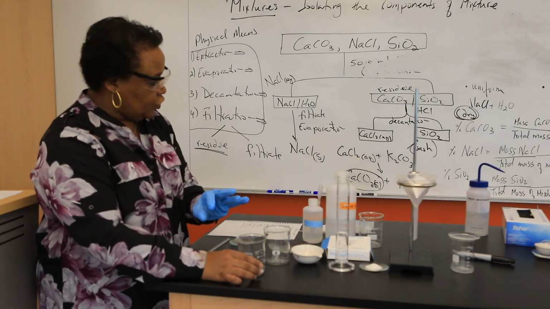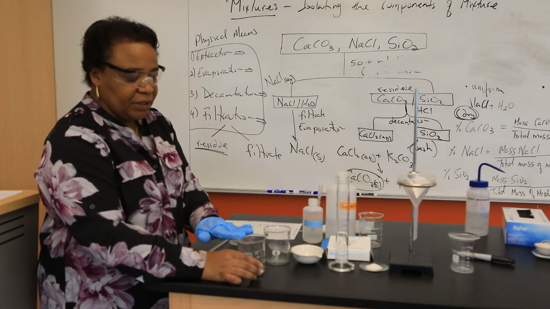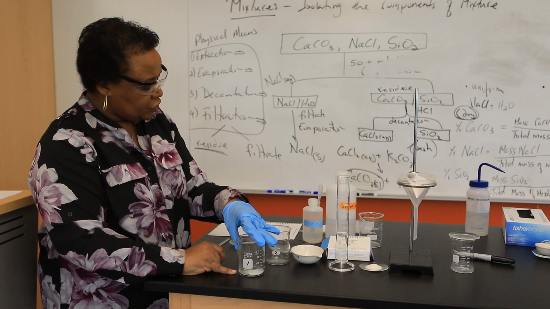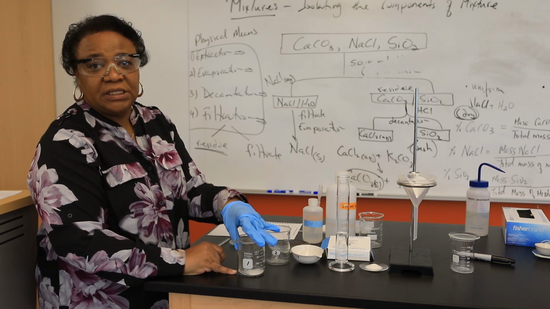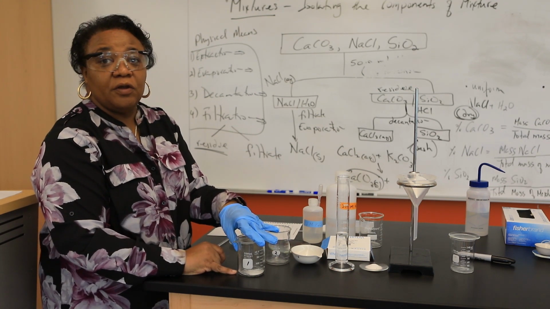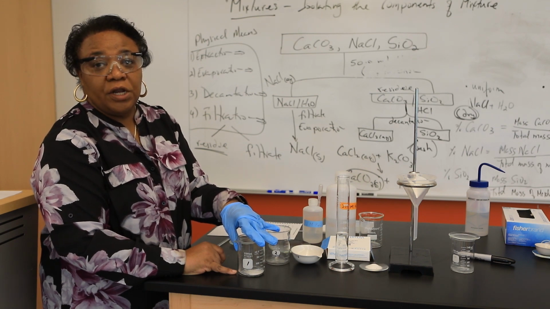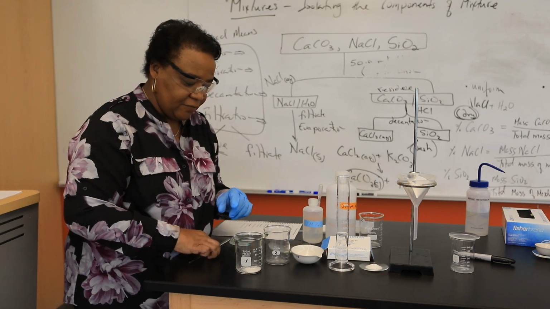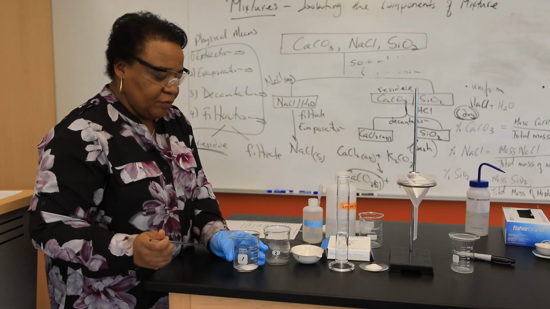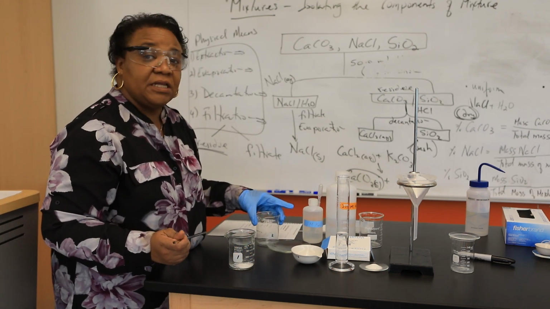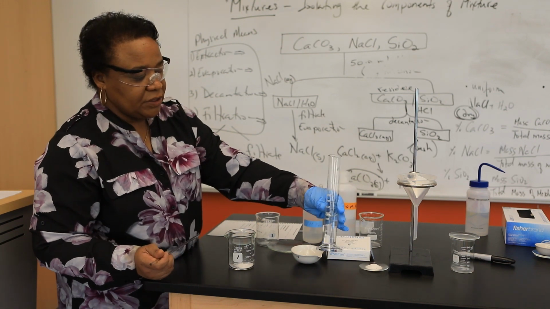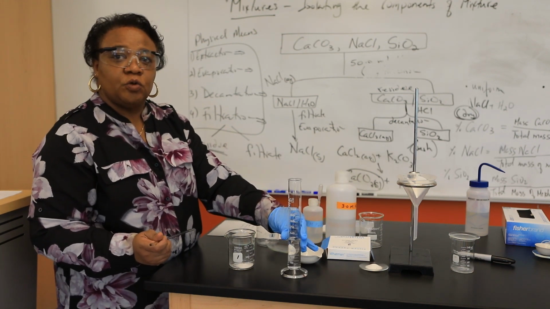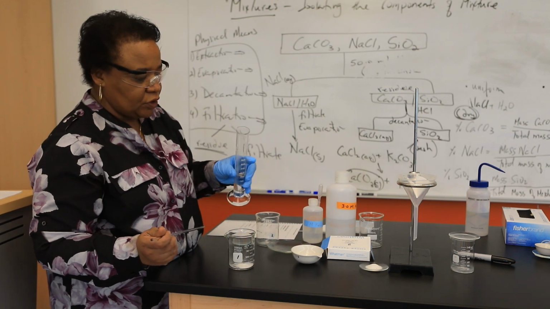So in your notes, please make a note: the mass of beaker 1 plus my mixture is 114.091 grams. So what do I now have? I have my mixture, and the goal is to begin isolating my components. In step number 1, the experiment calls for me to add 50 mLs of water.